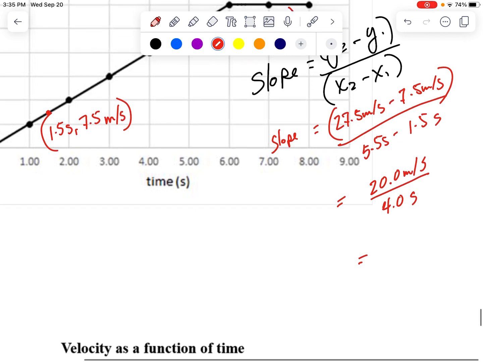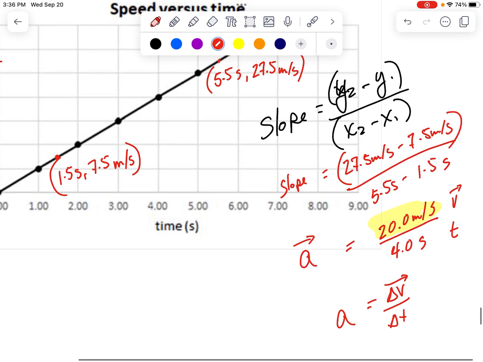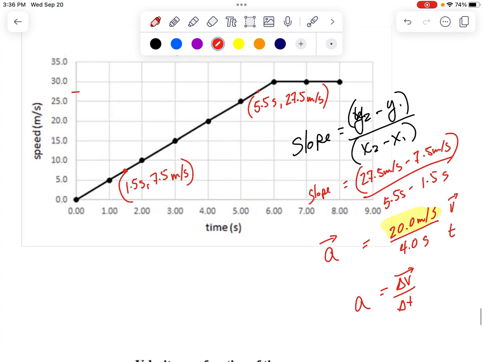In this case, what I've got is a velocity divided by time. What I'm actually calculating here is my acceleration, because acceleration is the change in velocity over the change in time. And so the slope of this graph gives us the acceleration.